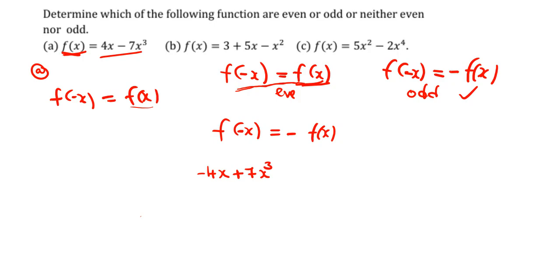So we continue, negative 4x plus 7x cubed is equal to, will it be equal, I'm just trying here, so it is negative 4x there, then plus 7x cubed. Is this equal to each other?